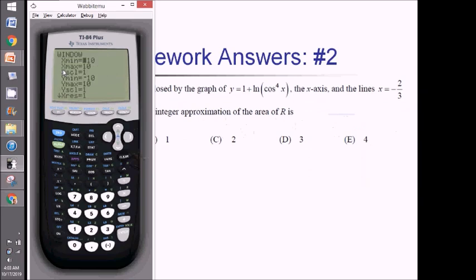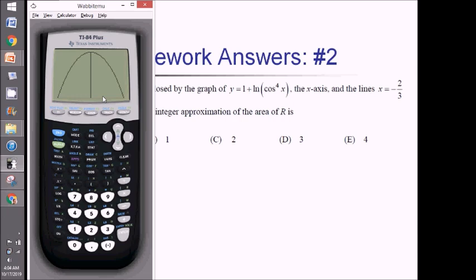So let me go and do that. So negative 2/3, positive 2/3. And let's do zoom fit. So here's what my function actually looks like now. It looks kind of like an upside down parabola, to be honest, although we know there's a whole lot more going on with this cosine and this ln. But we're just finding this area here.